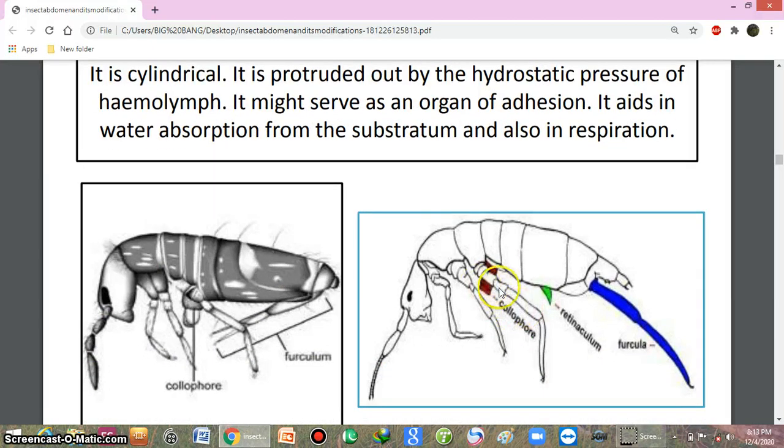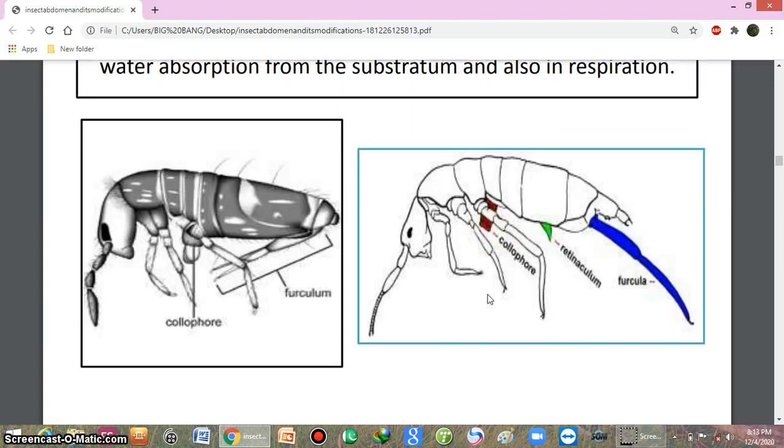This is the collophore, and it is in a rigid state due to force exerted by the hemolymph, and the function of the collophore is adhesion as well as the absorption of the water from the substratum as well as in respiration.